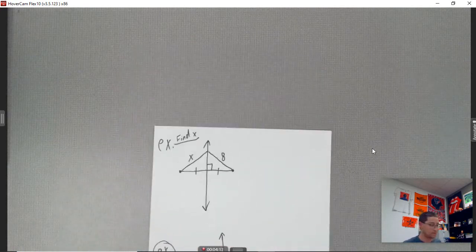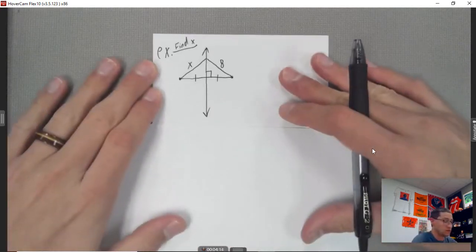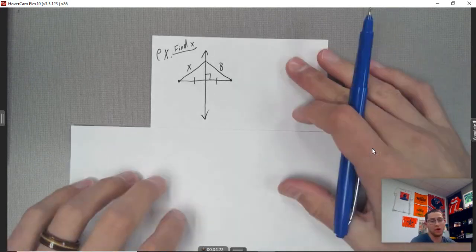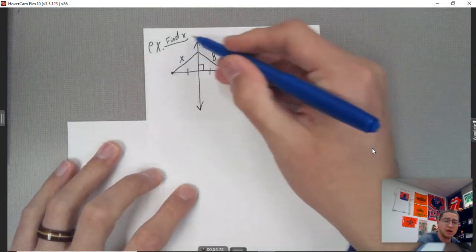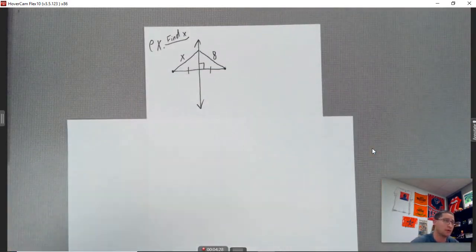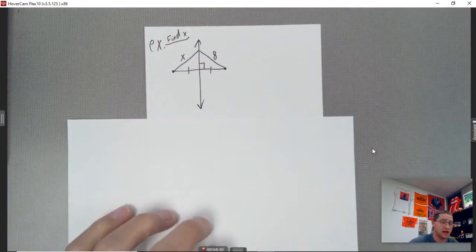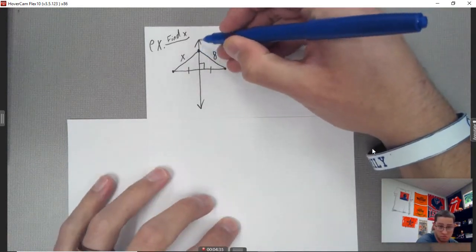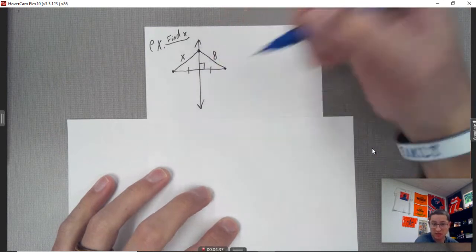Let's look at an example where we're actually using this property. All right, first example, find x. I think you will be surprised at how simple the application is of this particular topic. But find x. So let's say I had an example like this, and it says to find x. Well, I'm looking at this, and I see that I have a point on a perpendicular bisector.